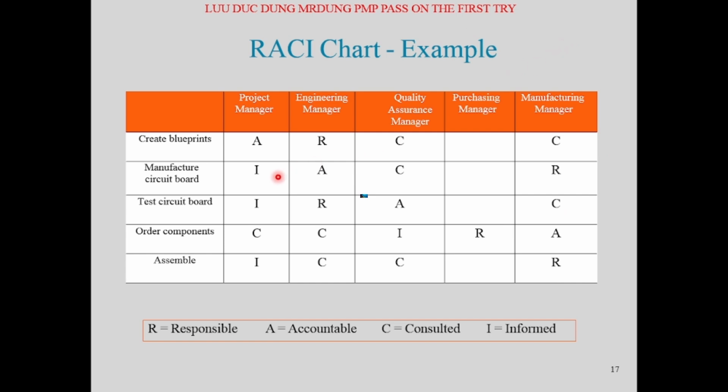This is the RACI chart example. R is for responsible, A is for accountable, C for consulted, and I informed. We have to put it in the matrix like this, from left to right, top and down, put in the matrix.